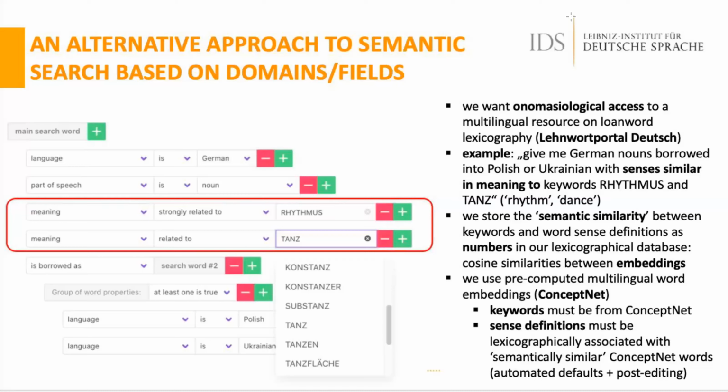The technical details are in our video, but basically we compute similarities between word embeddings for keywords on the one hand, and vectors for word sense definitions on the other hand. To obtain the vectors for word senses, we have to link each word sense definition in the database with one or more words for which we have embeddings. As the default case, we just take the word the sense description is all about, and post-editing is then required to account for issues with polysemy, etc.